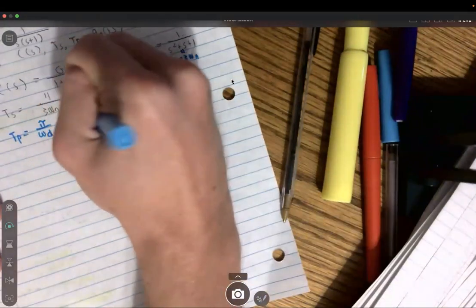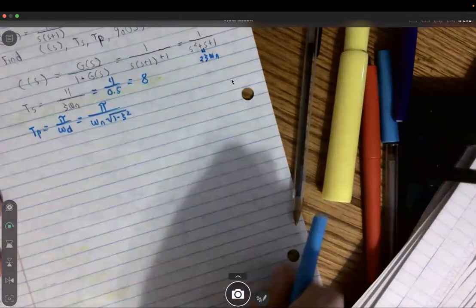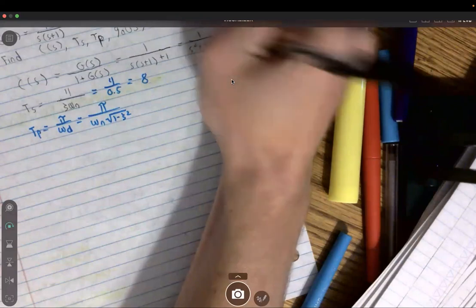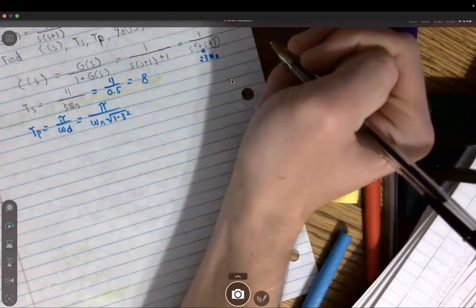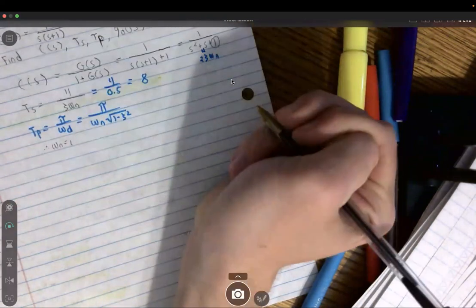Square root of 1 minus zeta squared. Okay, so we need to solve for omega n and zeta squared. Remember, this term right here is your omega n squared. So omega n is just equal to 1. We know that. And then what about our zeta?